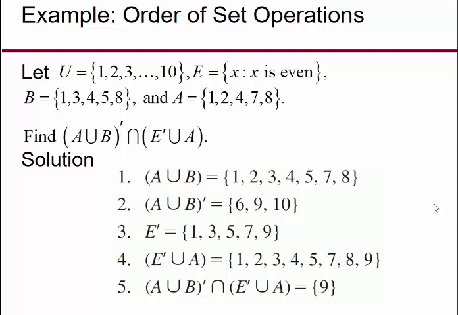So you can see that A union B, everything that's in A and B, is 1, 2, 3, 4, 5, 7, and 8. The complement of that is 6, 9, 10. Now E, x is an even number, so E prime will have the odd numbers, which is 1, 3, 5, 7, and 9. The union of the complement of E and A is everything in either, which is 1, 2, 3, 4, 5, 7, 8, and 9. And then to finalize it, we take the set from step 2, which is 6, 9, and 10, and intersect it with the set from step 4, and the intersection of those is simply the set that contains the number 9.